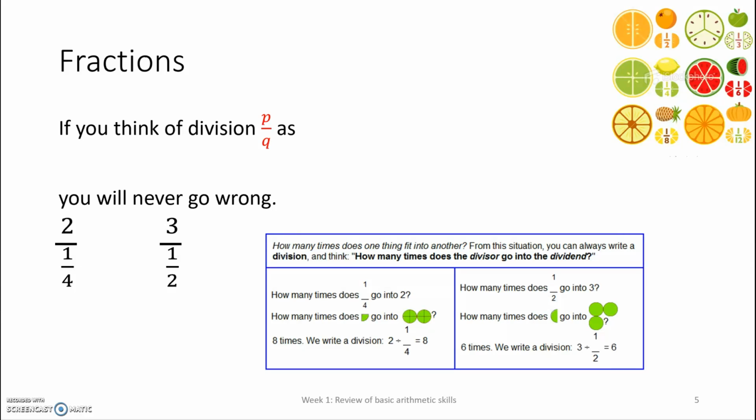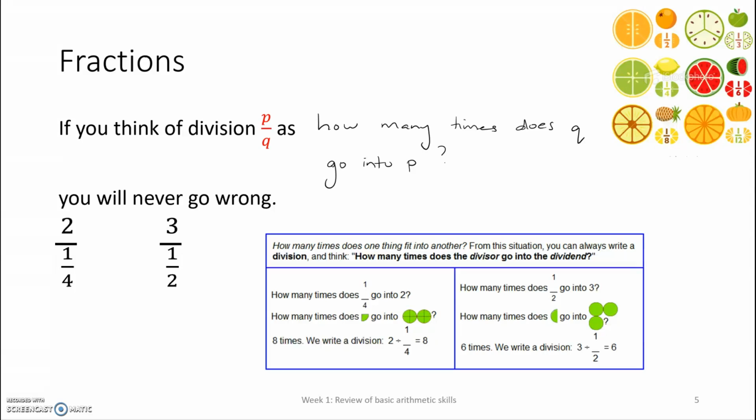Division really trips people up. If you think of division as how many times does Q go into P? So if you think of it as a question, you're never going to get these ones wrong. Draw yourself a little picture if you can't imagine it.